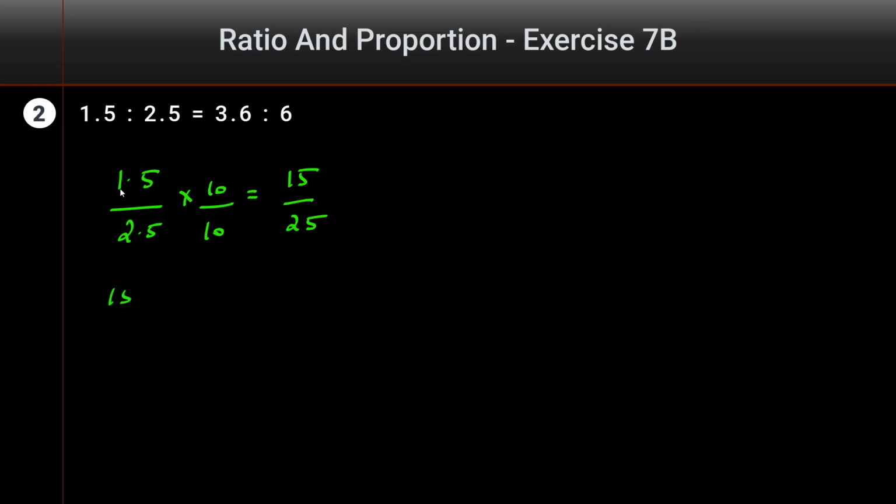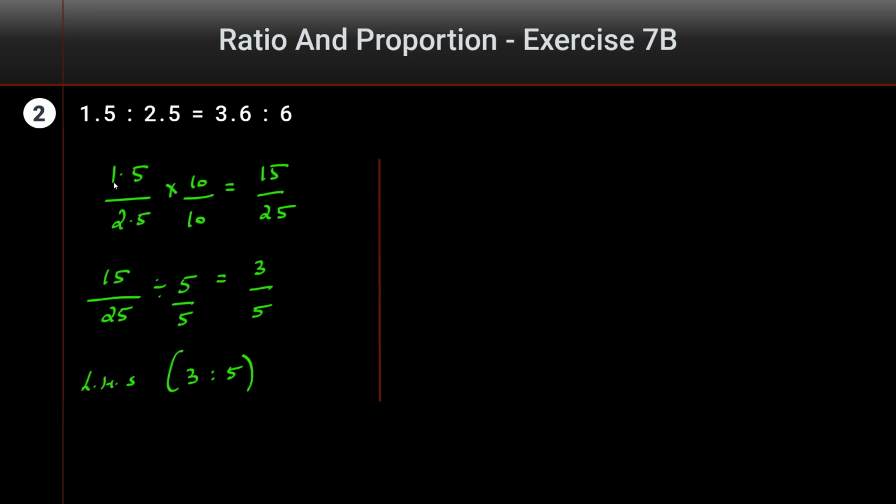So what's a common factor that divides 15 and 25? It is 5. So we get 5 threes are 15 and 5 fives are 25. So left hand side, what is the simplest form of ratio that we have got? 3 is to 5. Now moving on to right hand side, we have 3.6 by 6.